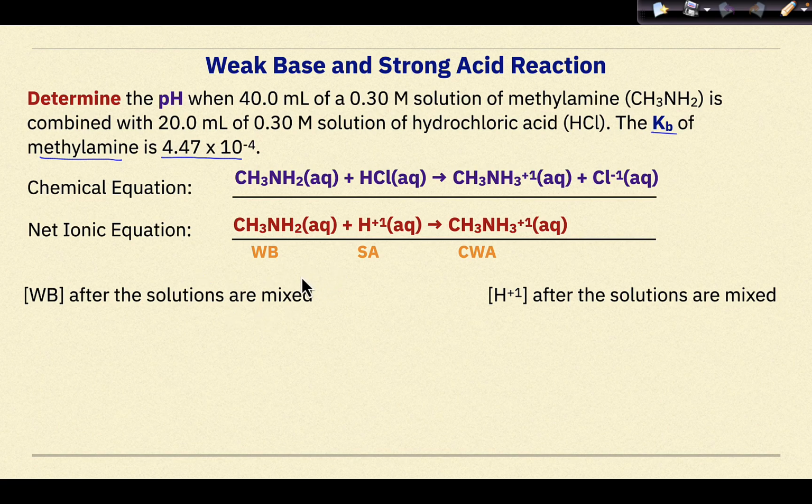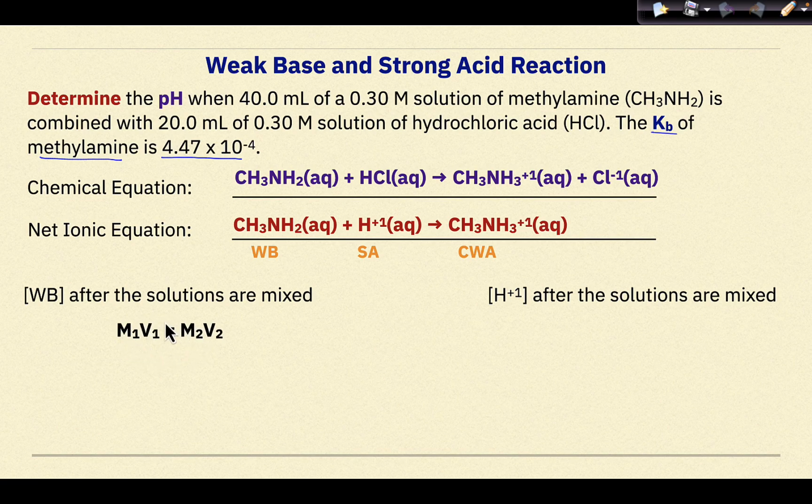This example involves a weak base and a strong acid. The dilution formula is needed as the volumes of the two solutions are not equal. As we can see, we have a 40 milliliter solution combining with a 20 milliliter solution. We will start by calculating the concentration of the weak base after the solutions are mixed.